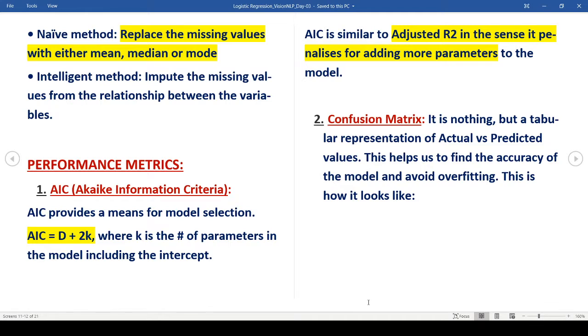Specifically in logistic regression, because we deal with categorical values, we impute the median or maybe the mode sometimes. Mean, it depends.